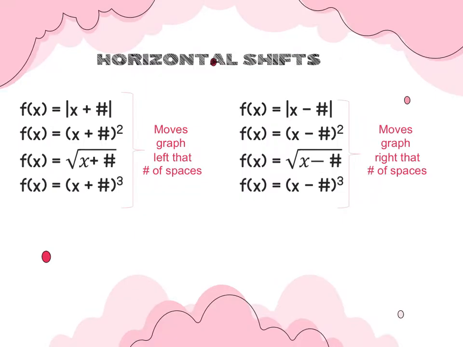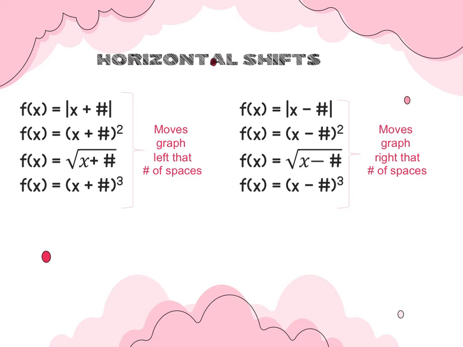Next, we're going to shift our graphs left and right. Now, this one's a little different. What's going to happen is the number is going to be in a grouping symbol. It's either going to be in the absolute value bars or it'll be in parentheses.